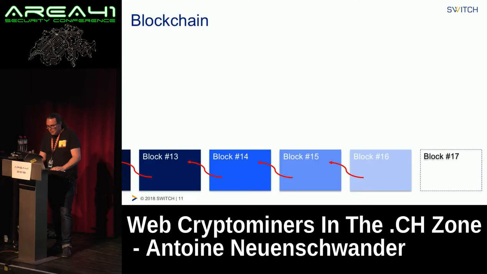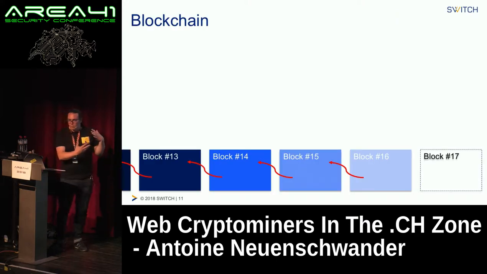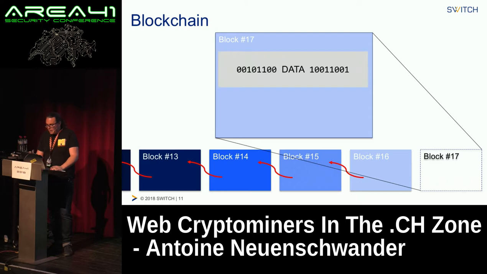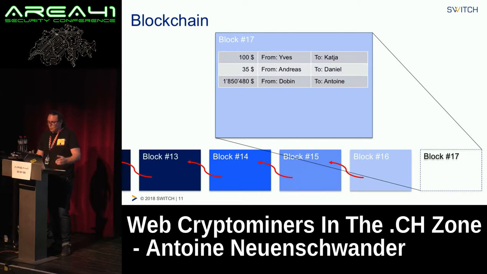So how is this done? Obviously I had to draw a blockchain. If we have all those blocks that are chained together, and I want to add a new one, let's look at block number 17. You'll have the payload, the data, and in the special case of cryptocurrencies, you're going to have transactions. So we have Eve gives $100 to Katya, $35 from Andreas to Daniel, and then Dobin is very nice. He gives me $1,850,480. Thanks, Dobin. Where are you? And this is what Dobin would like to prevent. He sees that's obviously not him that did that, so he wants to prevent anybody from inserting a rogue transaction.